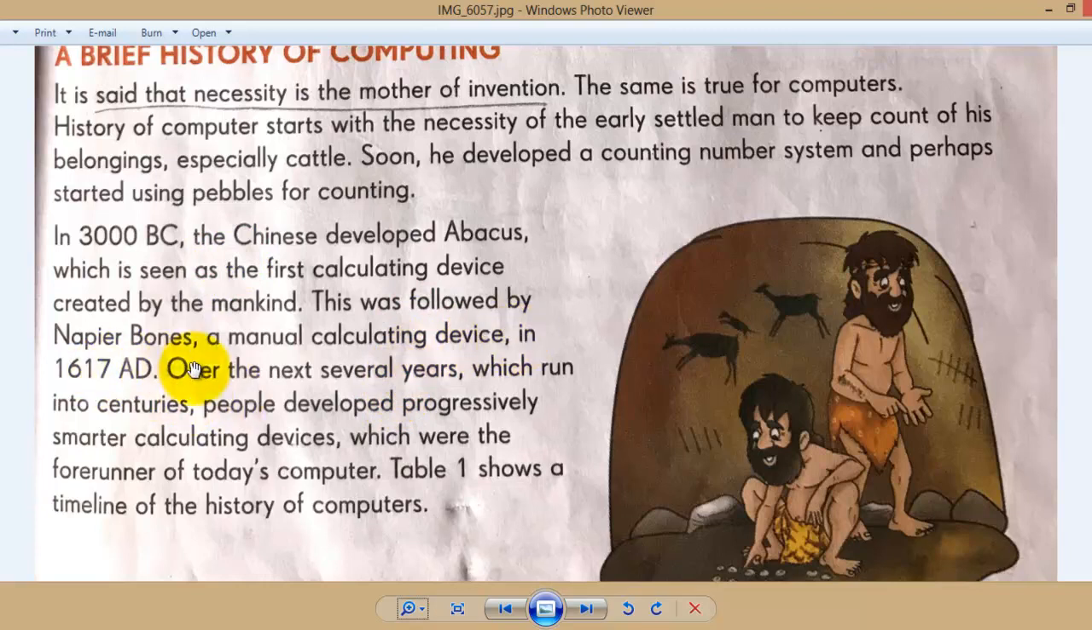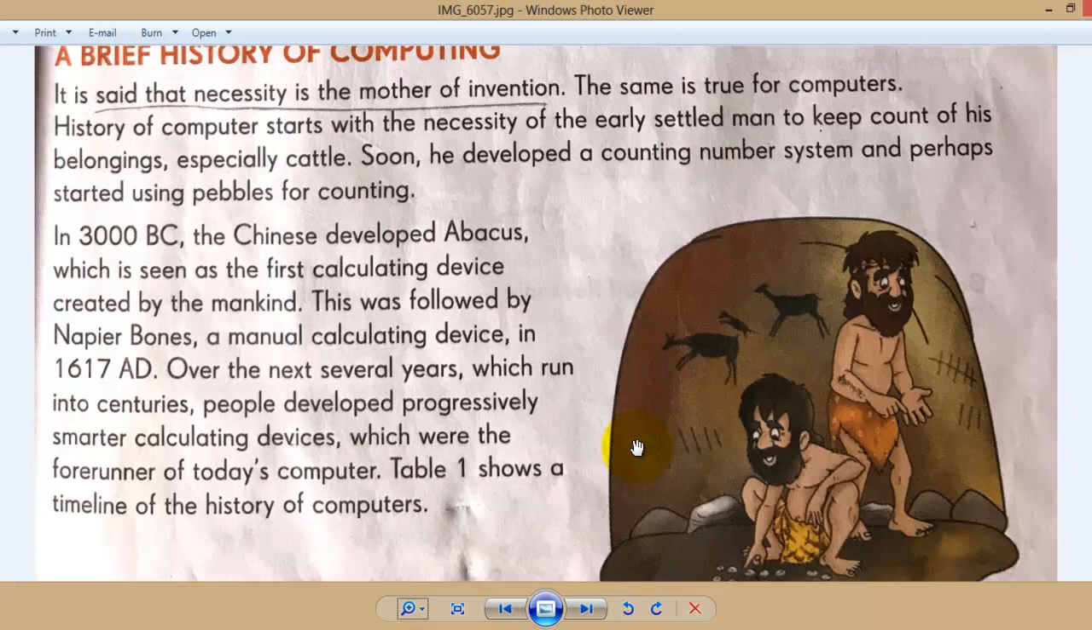This was followed by Napier bones, a manual calculating device in 1617 AD. After inventing the abacus, many people created more reliable devices. The next one is Napier bones, a manual calculating device in 1617 AD. Over the next several years, running into centuries, people developed progressively smarter calculating devices, which were the forerunners of today's computer. Table 1 shows a timeline of the history of computers.